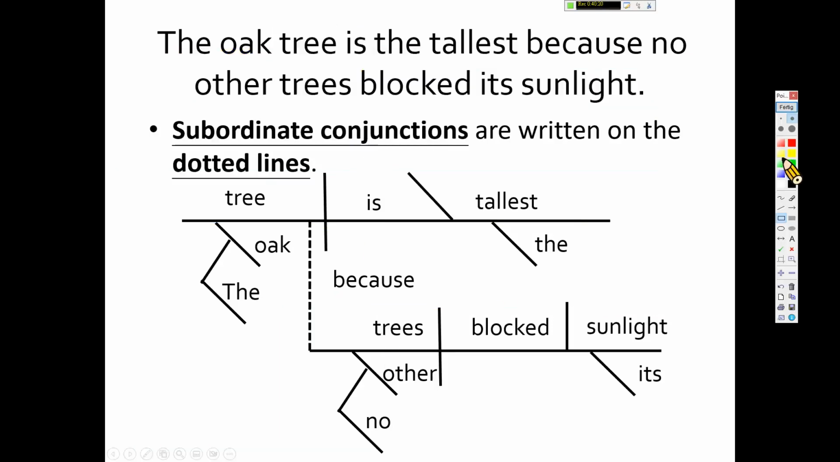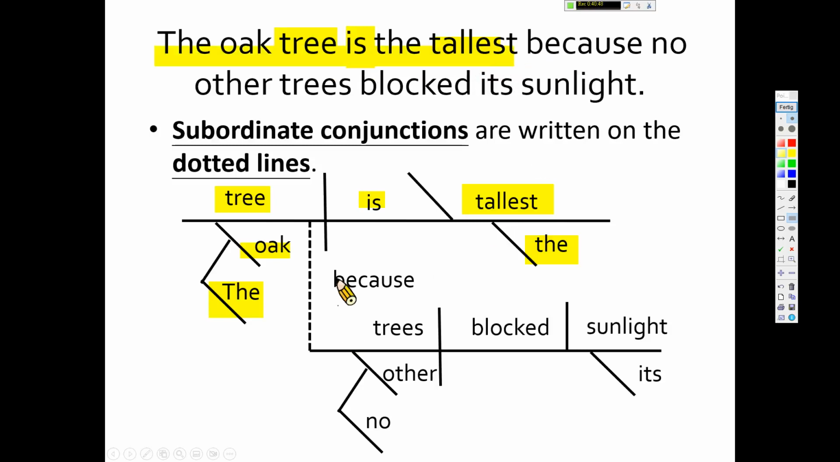First one, we have the oak tree. So we have tree here, right? Tree. And is tallest. So what kind of tree? Oak tree. And the oak tree. The oak tree, okay, is tallest. So we finish the segment here.